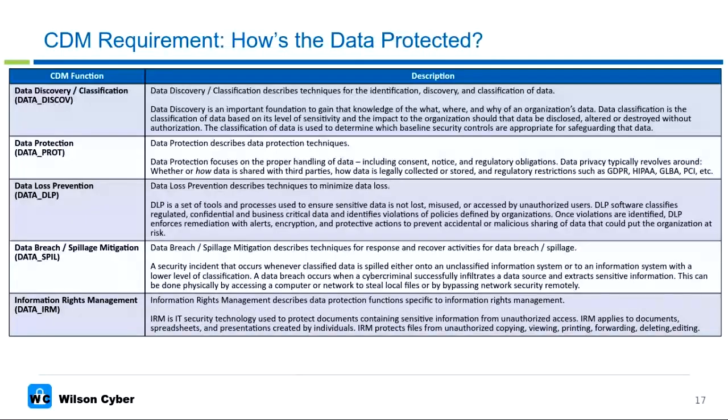And the final focus area is how is the data protected. Here we have 5 CDM functions: data discovery, data protection, data loss prevention, data spillage, and information rights management. So data discovery and classification describes techniques for identification, discovery, and classification of data. Data discovery is an important foundation to gain knowledge of the what, where, and why of an organization's data.